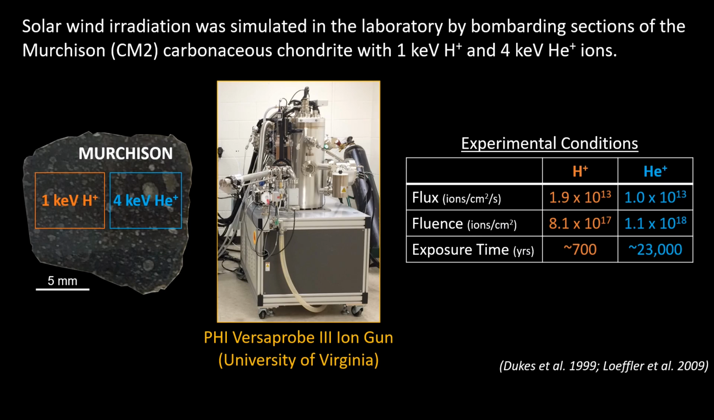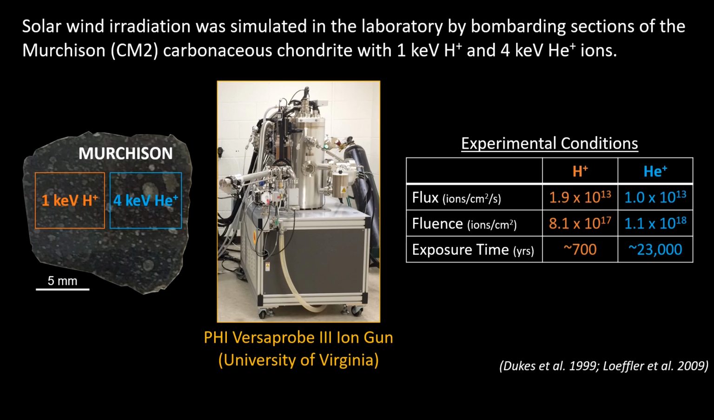To accomplish this goal, we simulated natural solar wind irradiation in the lab using a 5 Versaprobe 3 ion gun. We bombarded two separate regions of a slab of the Murchison carbonaceous chondrite, one with 1 keV hydrogen ions and the other with 4 keV helium ions, to simulate bulk solar wind and isolate the effects of each ion.